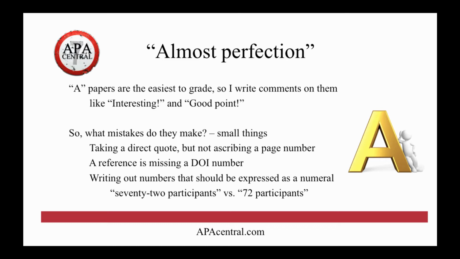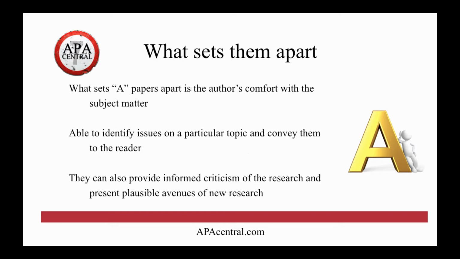They tend to be very small errors, like they'll use a direct quote, but they won't put a page number in the parenthetical citation. Or a particular reference on their reference page will be missing a DOI number, which is digital object identifier number. Now, some sources have those, some don't, but sometimes students just leave it off by accident. And sometimes they write out numbers that should be expressed as a numeral. And so they'll say seventy-two participants rather than using the numeral 72. There are a number of rules dealing with numbers in APA style.